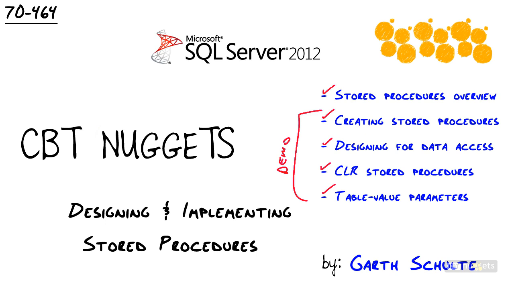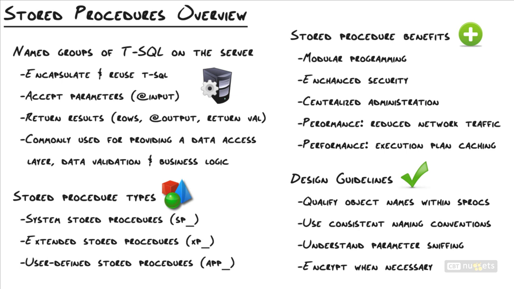Let's start with an overview of stored procedures. What is a stored procedure? Just think of it as a bunch of Transact-SQL stored on the server with a name attached to it. So anytime we want to execute that group of Transact-SQL, we just call it by name, and then optionally pass parameters to it. Parameters will change the results that come back.